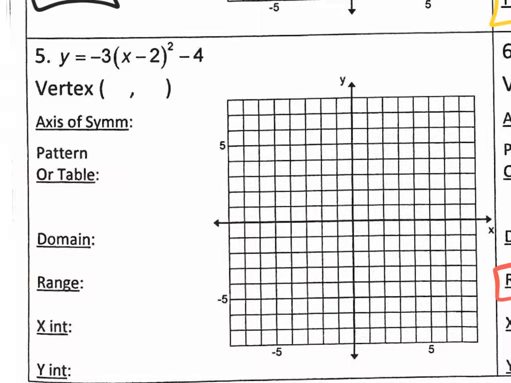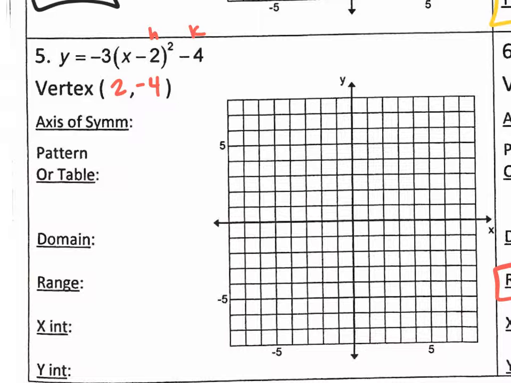It is opening down. So let's find the vertex. What's the vertex? Think opposite on h, take k for what it is. 2 and negative 4. H, think opposite, and the k, you take it for what it is. So it's positive 2 and it's negative 4. Maybe I shouldn't put a minus in front of the h. Anyway, that's the vertex. Let's graph it.